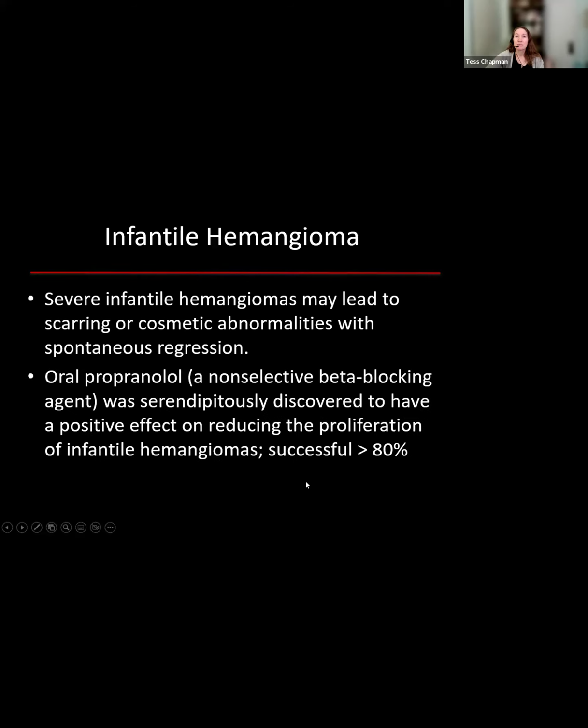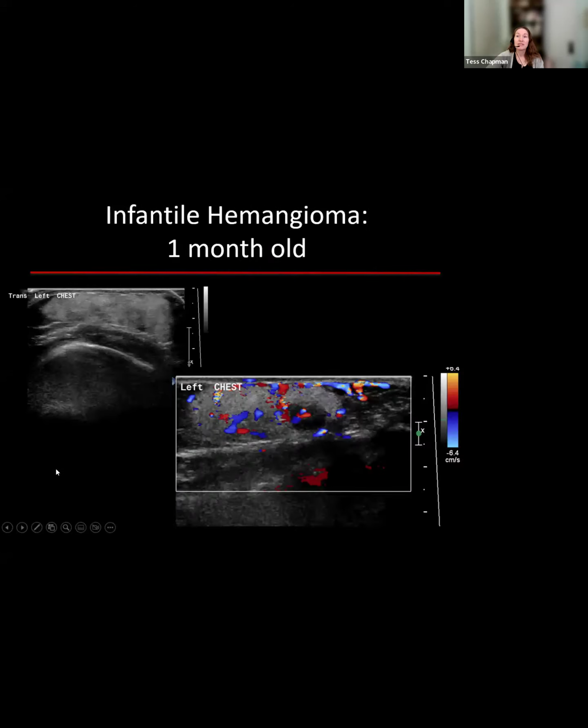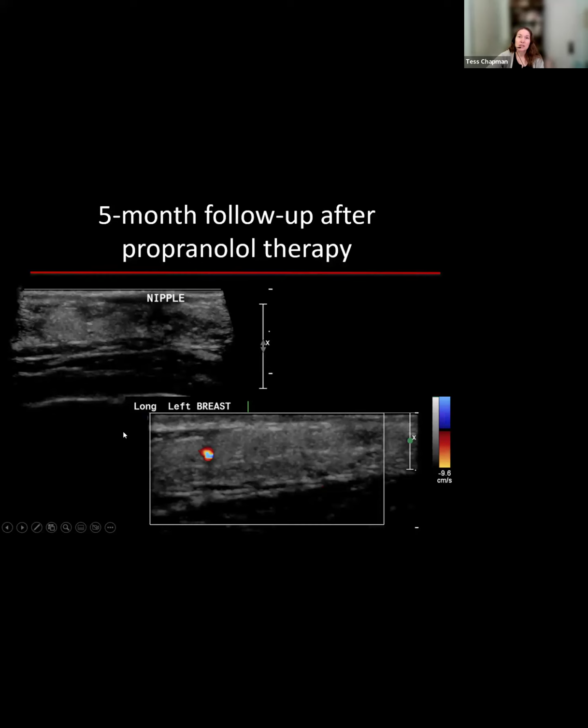And there's a medical therapy for severe infantile hemangiomas, and that's propranolol. This was sort of serendipitously discovered to have a positive effect on reducing the size of infantile hemangiomas, and it's pretty successful in more than 80% of cases. So here is an example of a very large infantile hemangioma in a 1-month-old. It was so big, it had some cystic changes, very vascular, very large. And so this baby went to see the cardiologist to get an approval to start propranolol. And after propranolol therapy, you can see that this infantile hemangioma is decreasing in size.